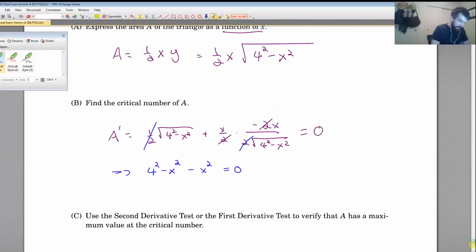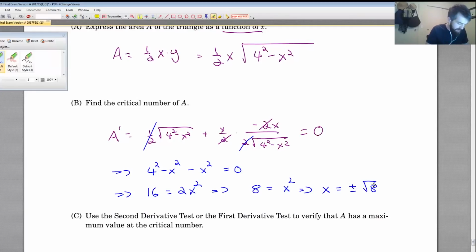Okay, so what does that tell us? It tells us that 16 is equal to 2x squared. That implies that 8 is equal to x squared. That implies that x is equal to plus or minus the square root of 8.